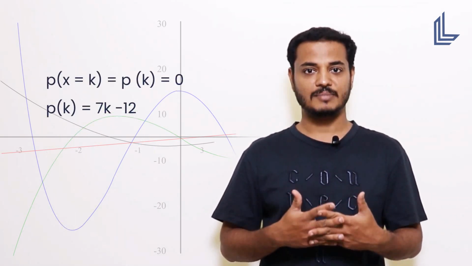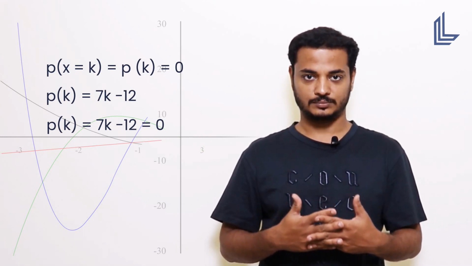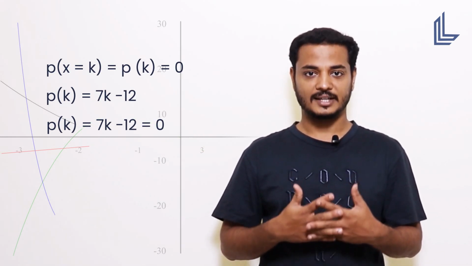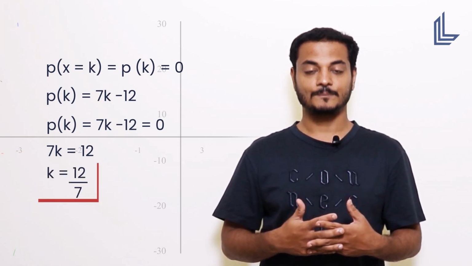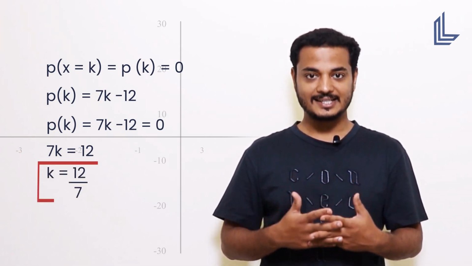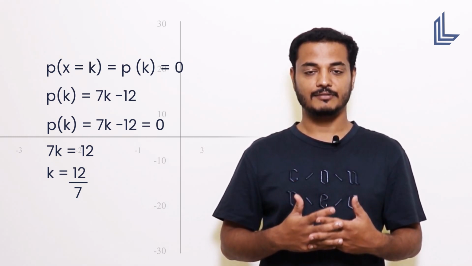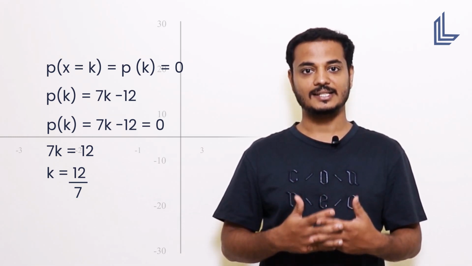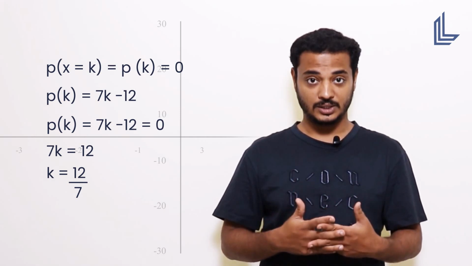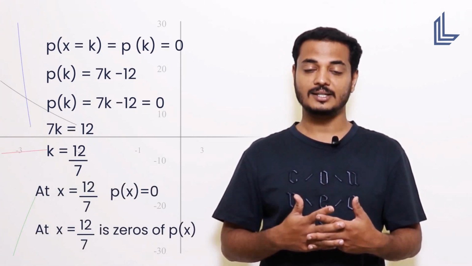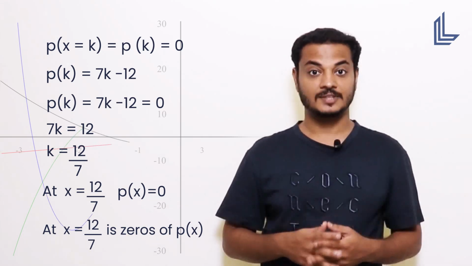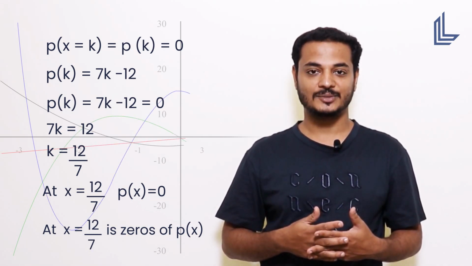So 7k minus 12 is equal to 0. Upon solving, we get the value of k as 12 by 7. This means when x is equal to 12 by 7, we get the value of p of x as 0. In other words, 12 by 7 is a 0 of the polynomial 7x minus 12. See how simple and methodical it was?